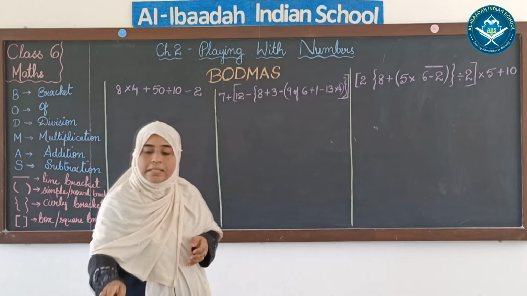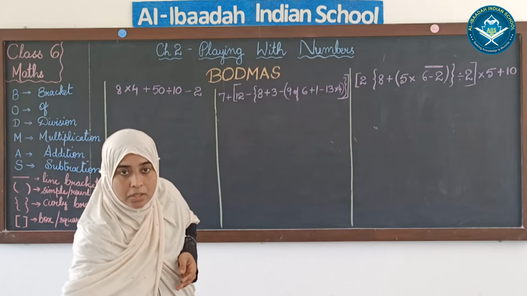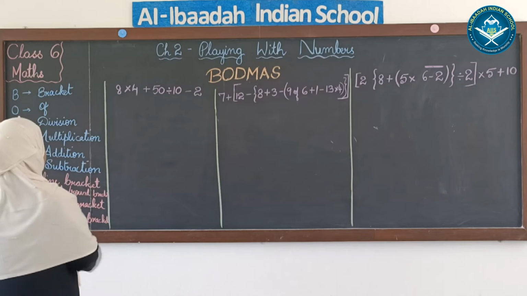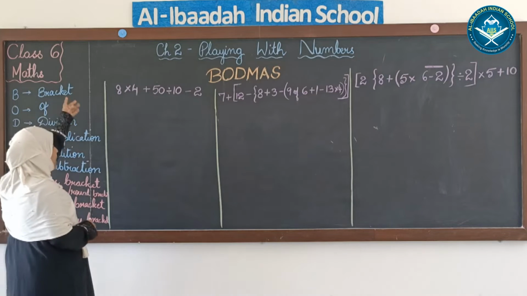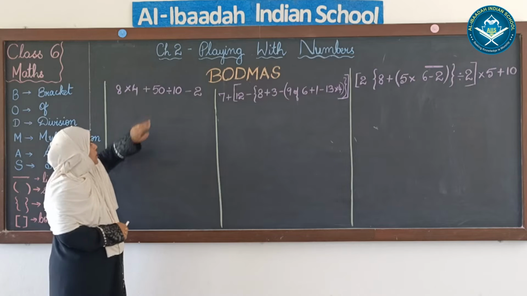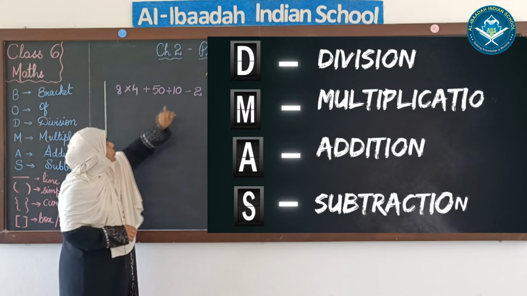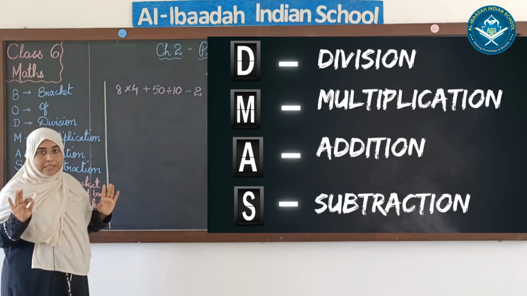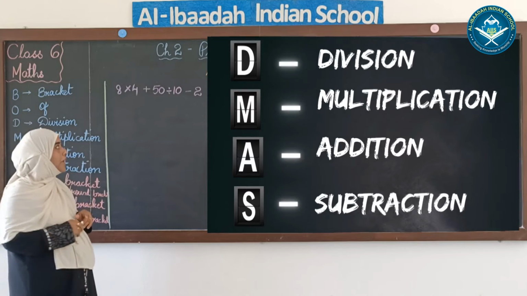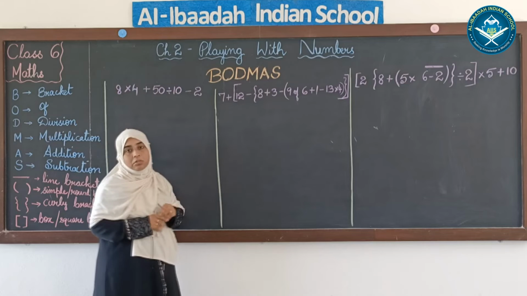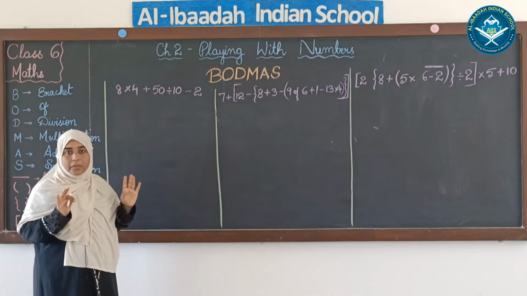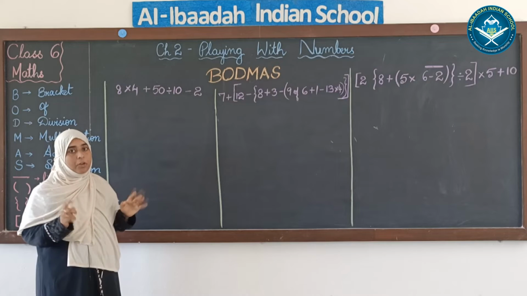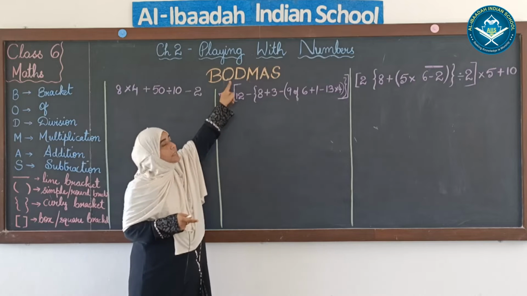Okay, now let's solve and see how we follow the order. Okay, now the first question that I have here, there are no brackets, but we have 4 operations. We have addition, subtraction, multiplication and division, but there are no brackets or off. So that means B and O we don't have to do over here. There are no brackets, there is no off. So next that we have to do is D.